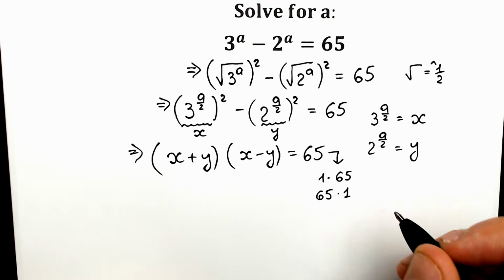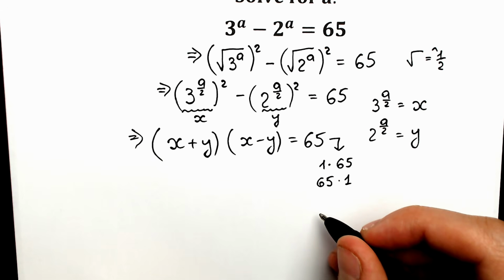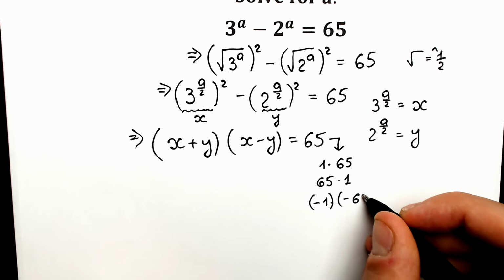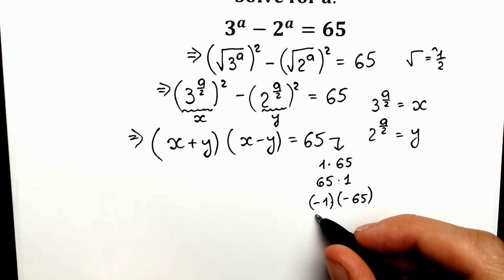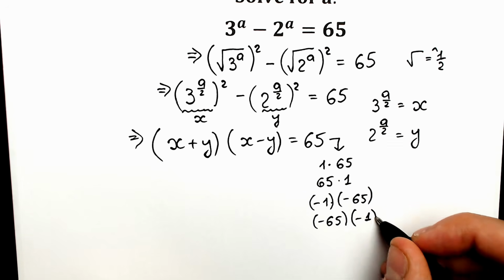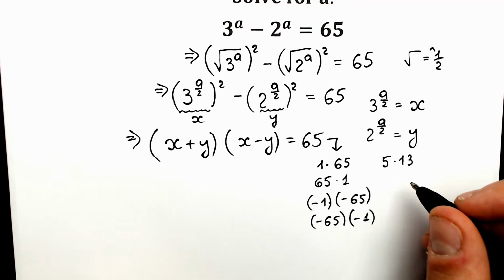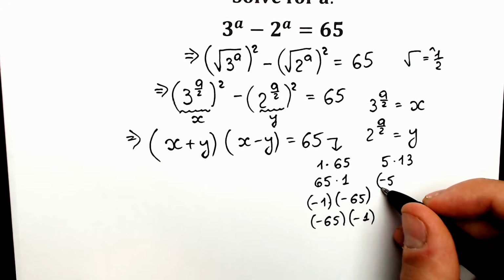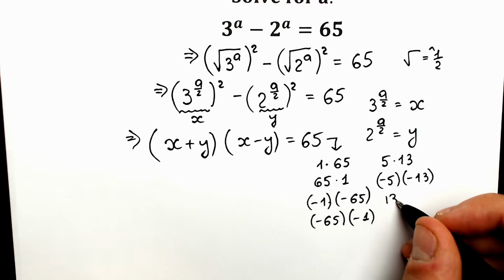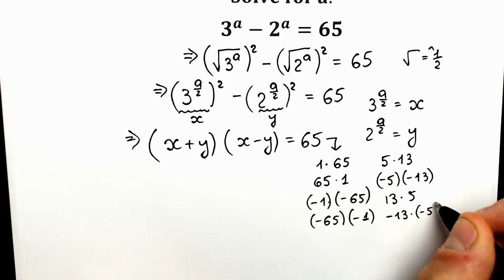65 times 1, the second combination. And the third one, we have minus 1 times minus 65, and minus 65 times minus 1. We have 5 times 13, and 13 times 5, and minus 5 times minus 13, and minus 13 times minus 5.